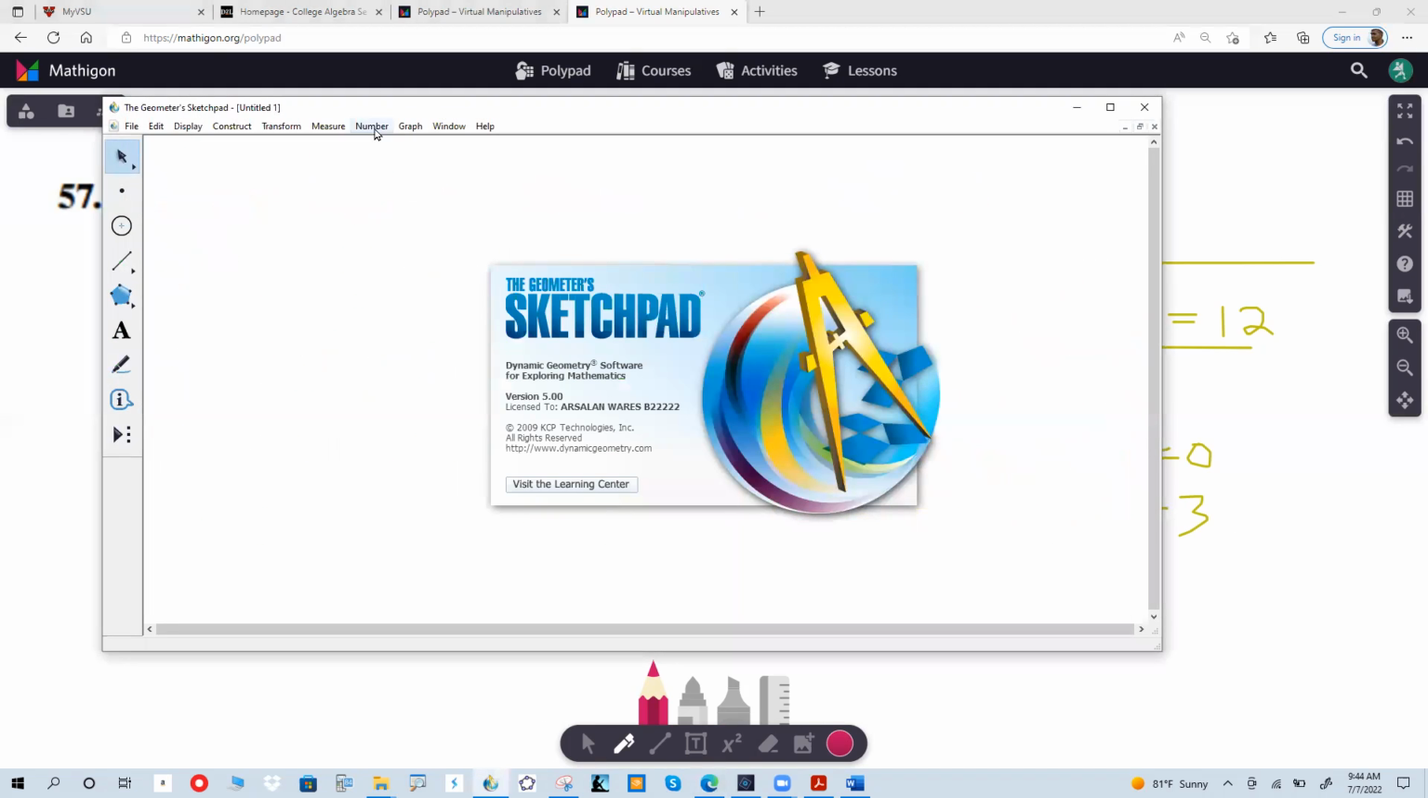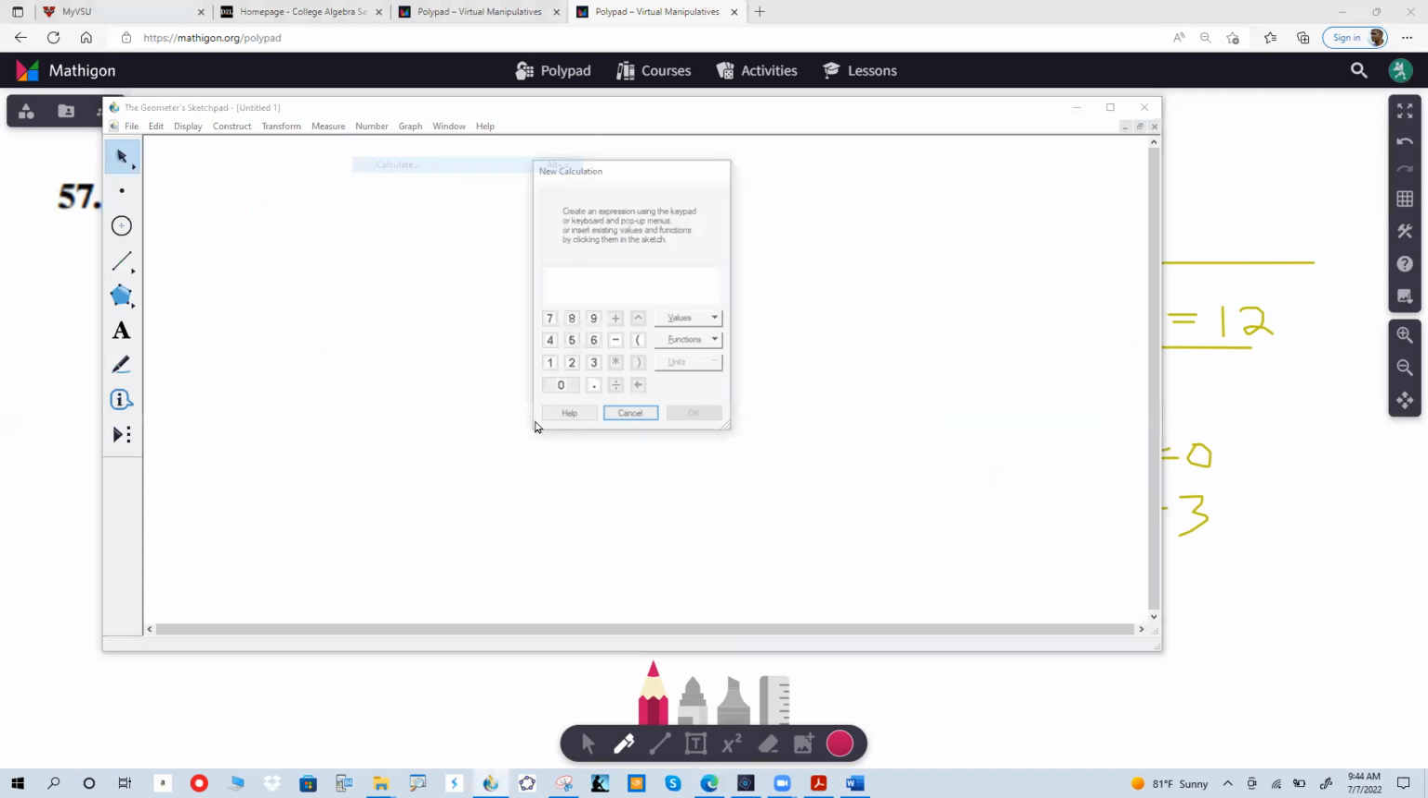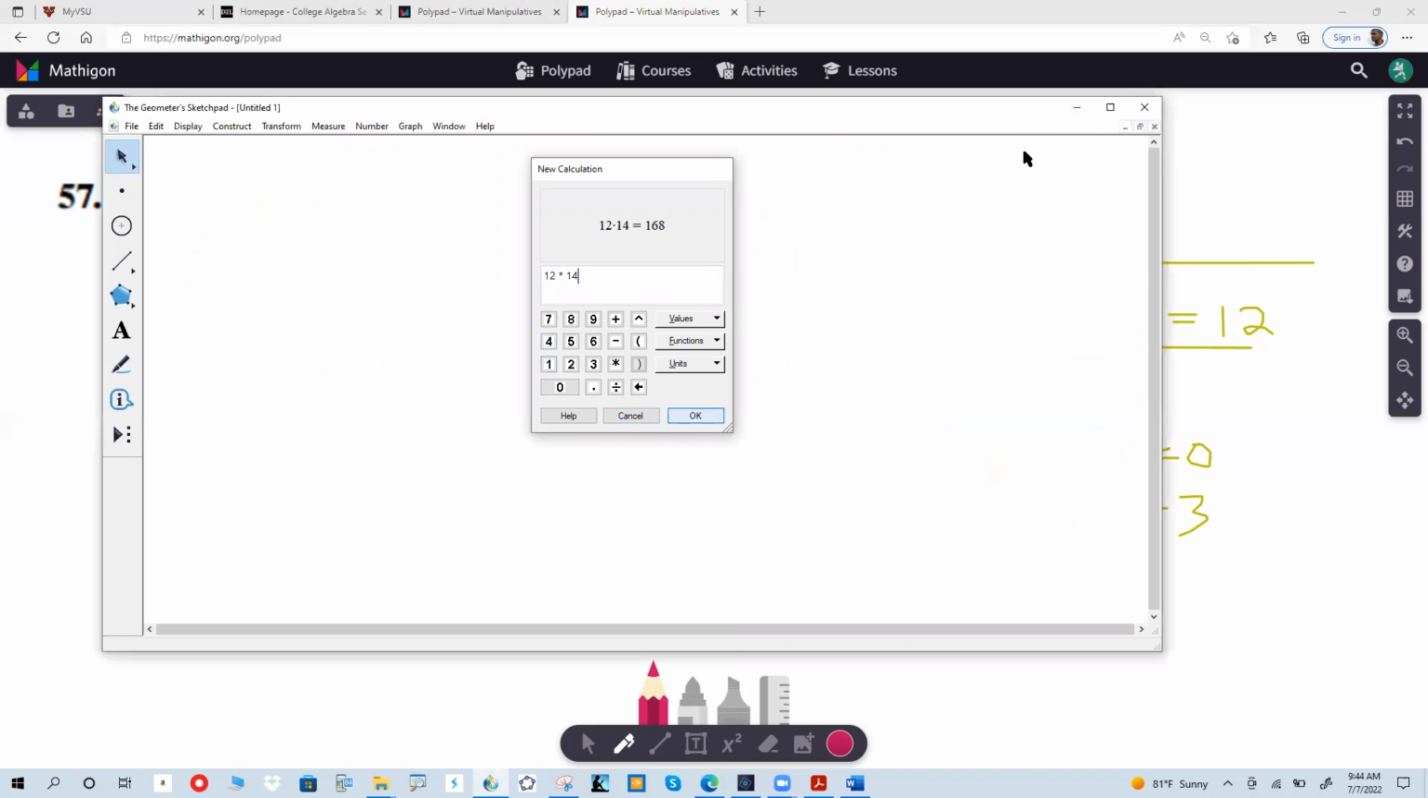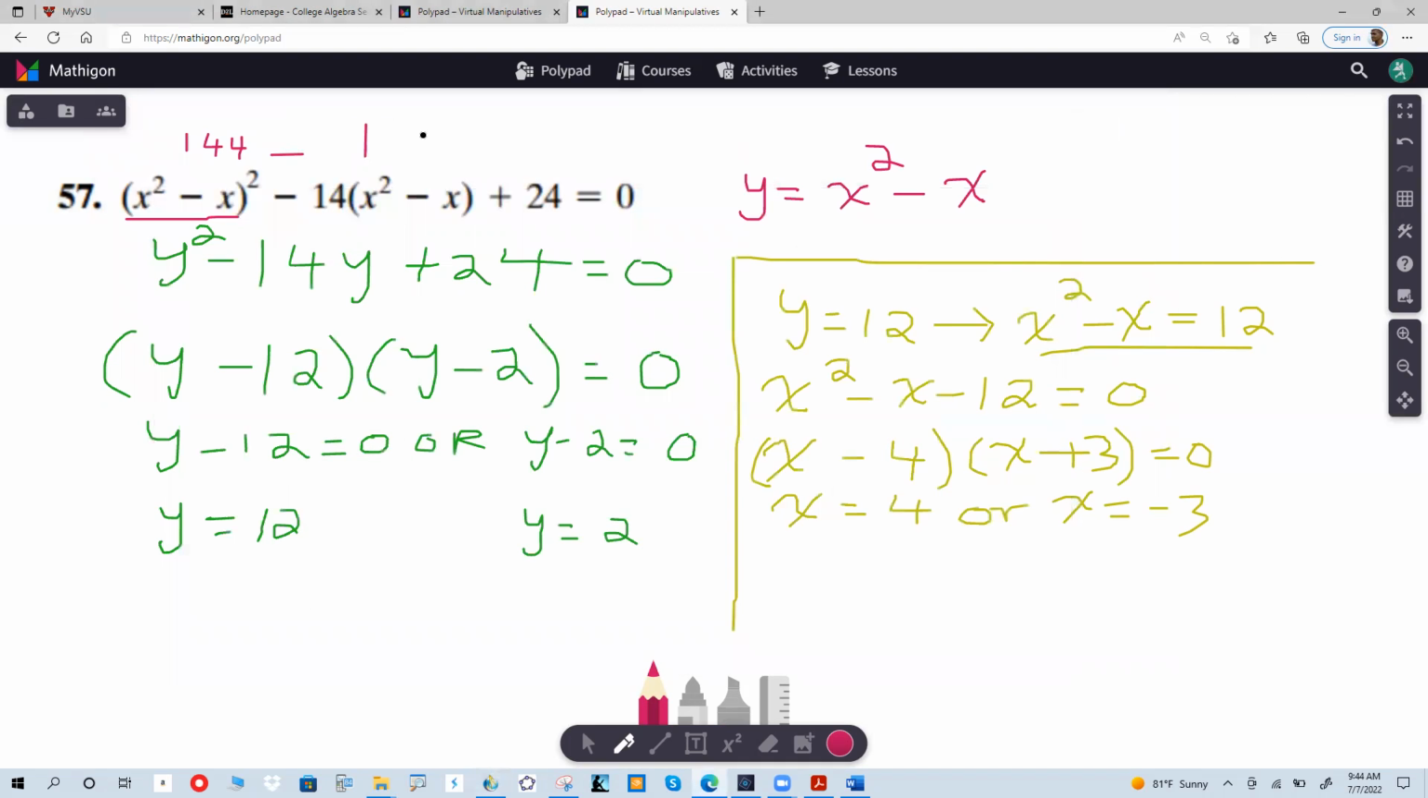I can do it in my head, but I'm not going to take my chances. 12 times 14, I'm getting 168. So I'm going to put 168 here. And then I have a 24. And lo and behold, 24 plus 144 is 168, and 168 minus 168 is 0. So I know that one worked, and I'm not going to worry about the other one. Trust me, it's going to work too, because we got it from the same source. We didn't make a mistake. But you should check it.